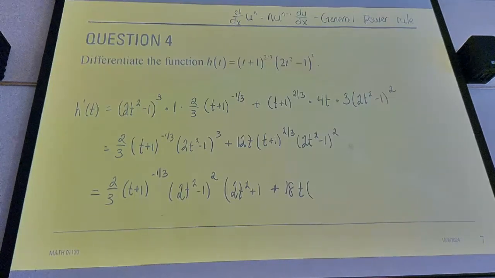What are you left with? 18t times what? Now we factored out a negative 1/3 power, right? So that means you're going to add a 1/3 power to that. So just t plus 1.